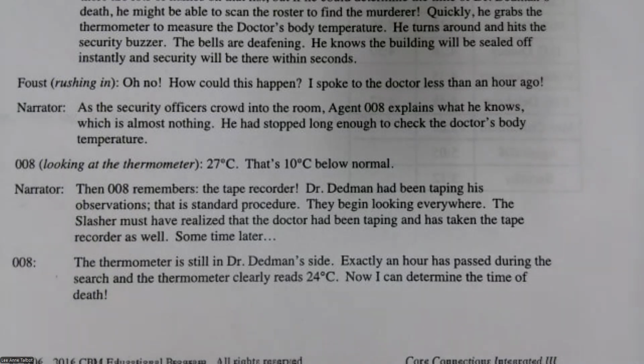Then 008 remembers the tape recorder. Dr. Deadman had been taping his observations. That is standard procedure. They began looking everywhere. The slasher must have realized that the doctor had been taping and had taken the tape recorder as well. Sometime later, the thermometer is still in Dr. Deadman's side. Exactly an hour has passed during the search, and the thermometer clearly reads 24 degrees Celsius. Now I can determine the time of death.